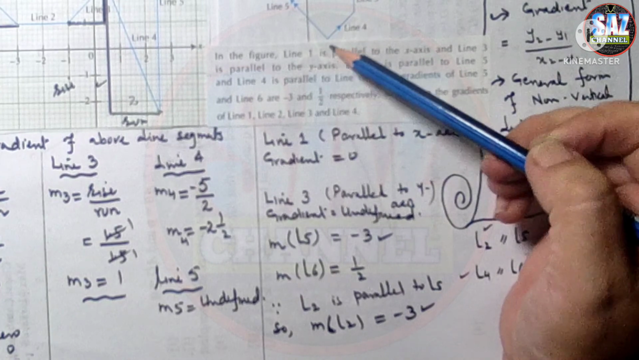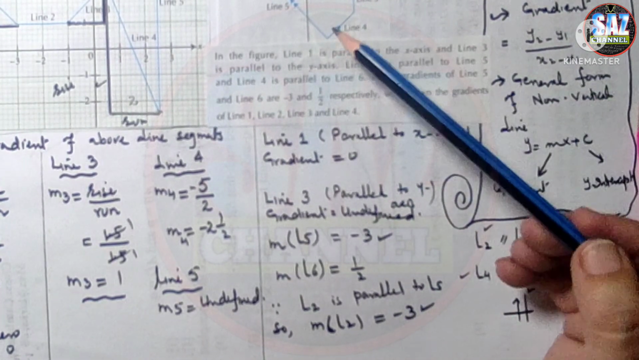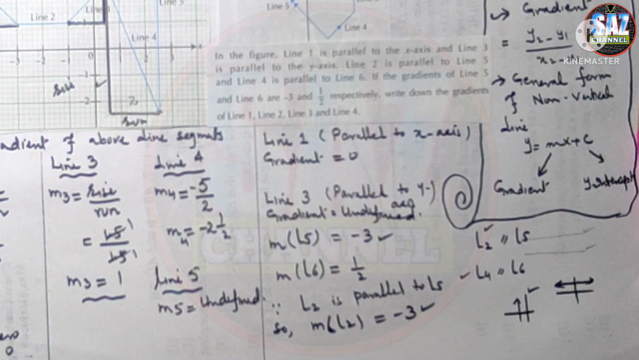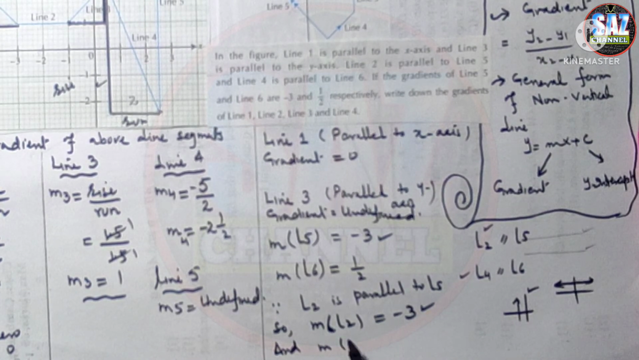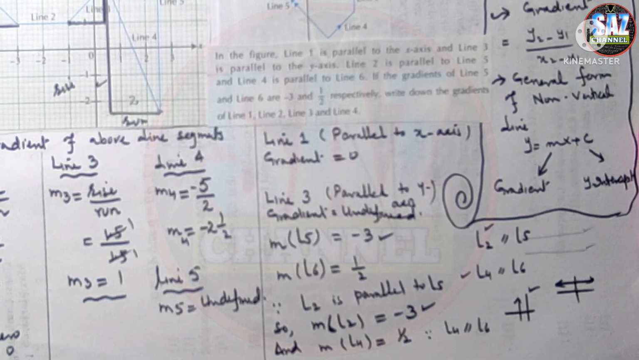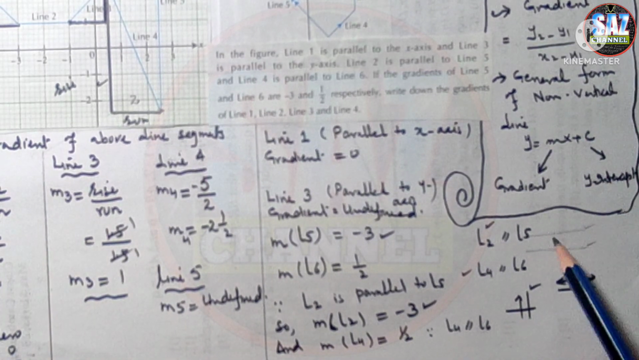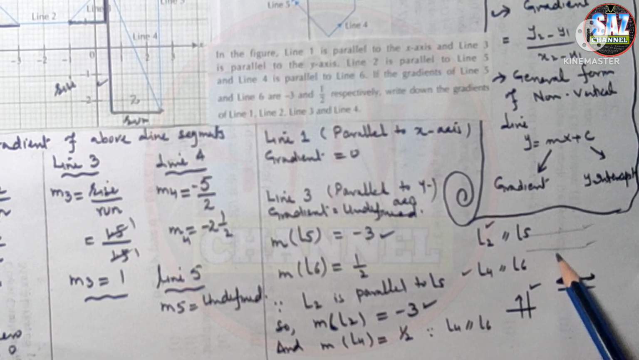Now we are left with 4 and 6, and we are given the gradient of line 6, and the gradient of line 4 we need to find. Gradient of line 4 will be equal to 1/2 because L4 is parallel to L6. I hope students you are really clear about this point, that when two lines are parallel, their gradients are the same.